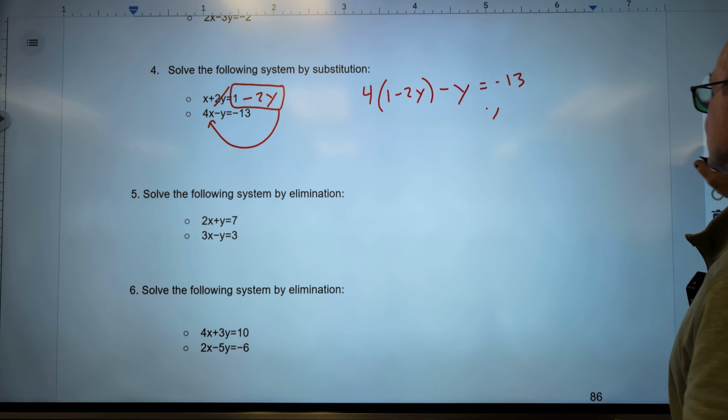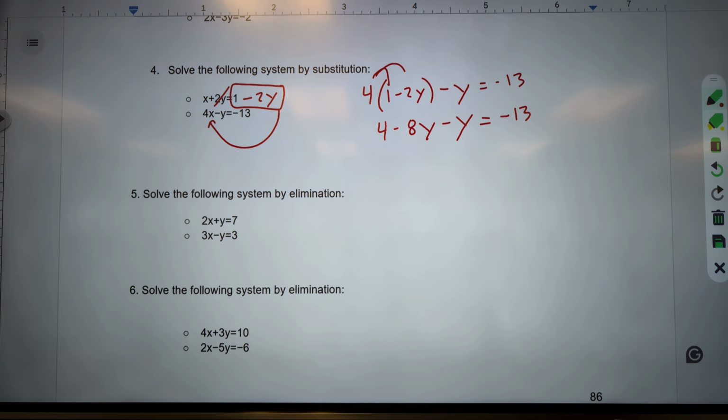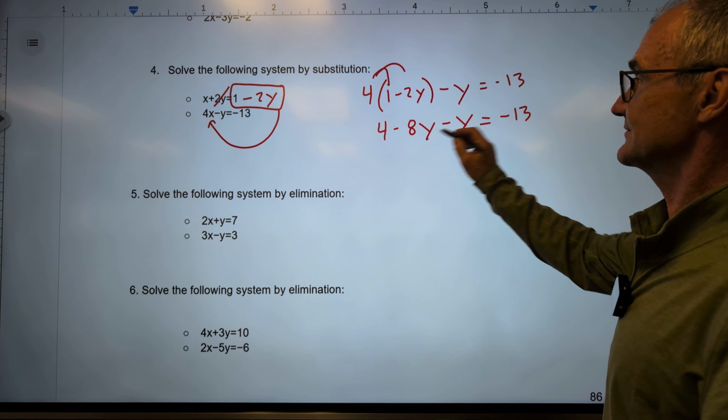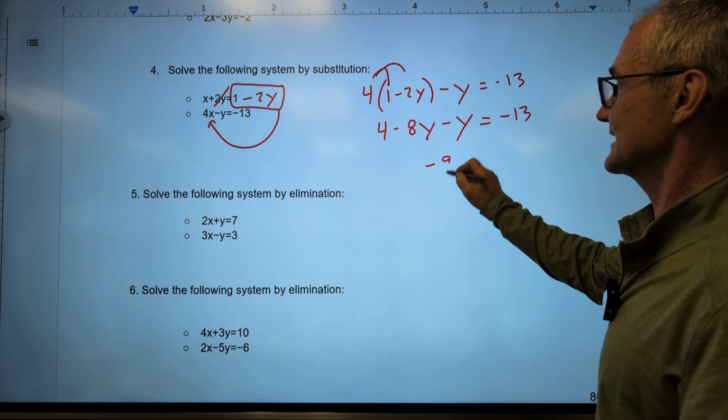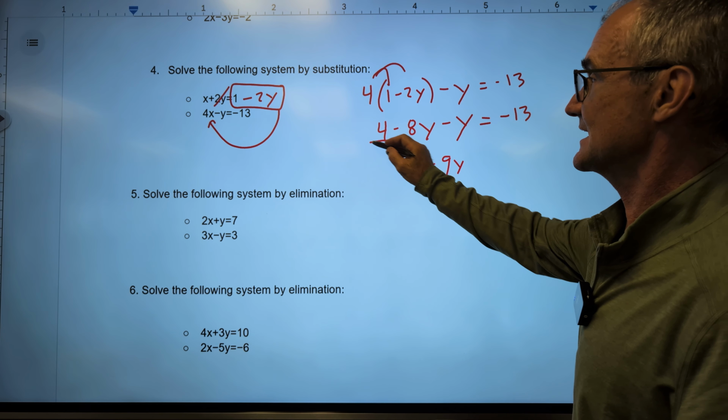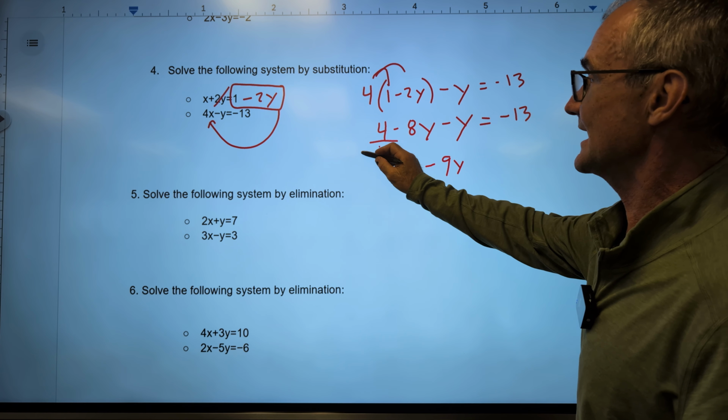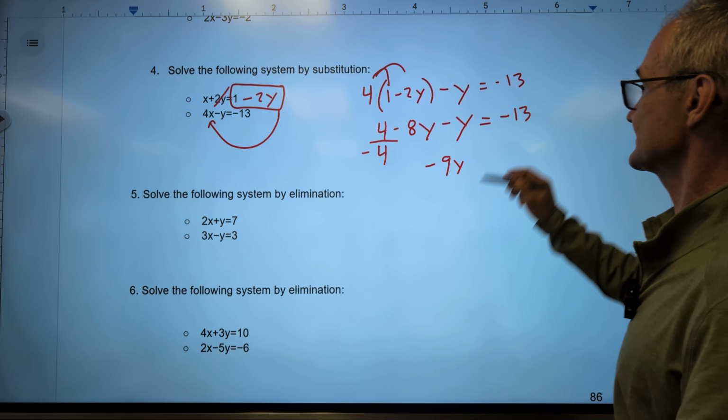Remember the distribution here. 4 minus 8y minus y equals negative 13. Again, kind of same process, combining similar terms. Negative 8y and y is negative 9y. Subtract 4 from both sides.